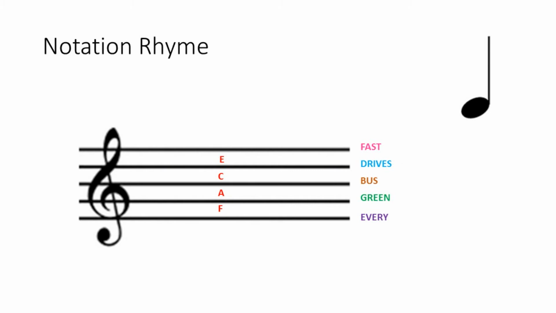But also our notes go through the lines as well. And you'll see at the side of the lines, it says from the bottom to the top, every green bus drives fast. So if the note was going through the bottom line, that note would be an E for every. If it was going through the second line, it would be a G for green. If it was going through the third line, it would be B for bus. The fourth line, D for drives. And if the note was going through the top line, it would be an F for fast.